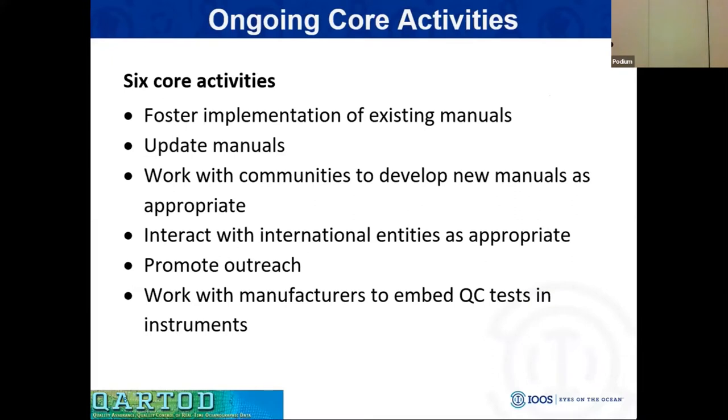So as we wrote the five-year plan, we agreed that we would carry on these core activities, one of which includes presentations like this one today. This last one, work with manufacturers to embed QC tests, is an important element as we embrace the Internet of Things. For example, DARPA's Oceans of Things program envisions thousands of small, low-cost instruments that form a distributed sensor network, and it's entirely possible that the quality control of those observations could be done by those instruments themselves.